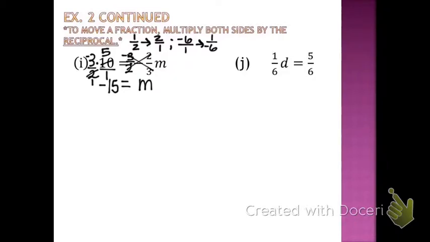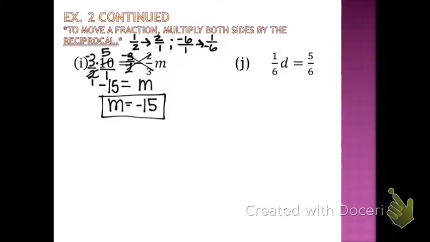-15. Do we need the 1 in the denominator? Because you got 1 times 1 in the denominator. Do we need it though? No. All right, again, preference says m equals -15 is the answer that I want boxed in. And then work letter J.